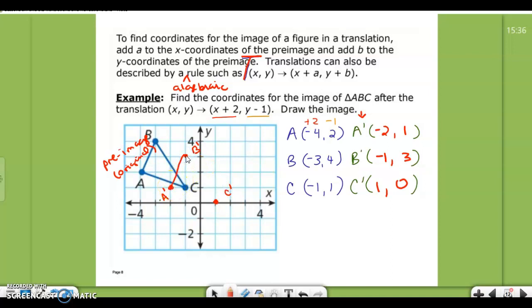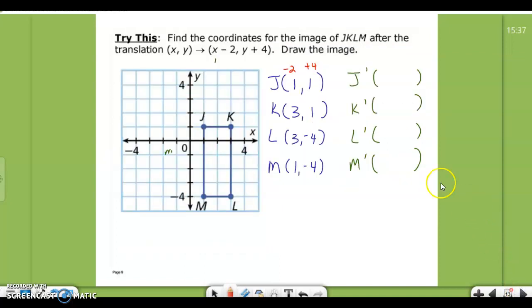Without the prime notation, if I was just looking at these two figures on the coordinate plane, I would not know which one was the pre-image and which one was the image. You know, someone who wrote that movie, Transformers, knew about this because you had Optimus Prime after he transformed.